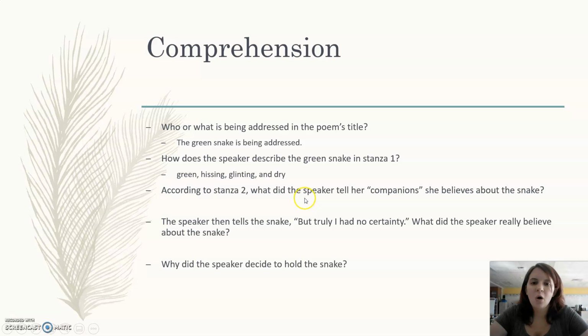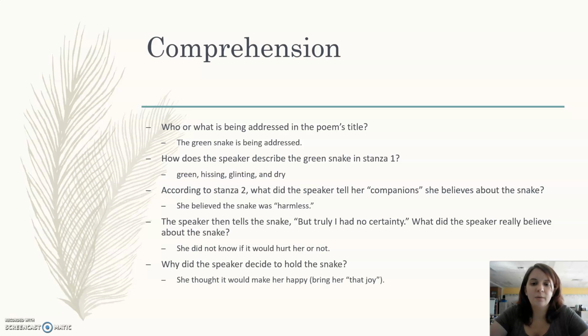According to stanza 2, what did the speaker tell her companion she believes about the snake? She believes the snake was harmless. The speaker then tells the snake, but truly I had no certainty. What did the speaker really believe about the snake? She did not know if it would hurt her or not. And why did the speaker decide to hold the snake? She thought it would make her happy or bring her that joy. So these are just some questions that help us guide our thinking when we're analyzing a poem.